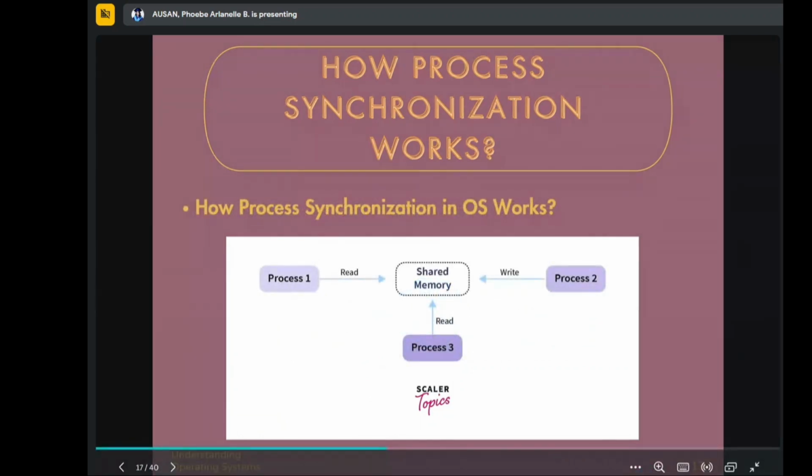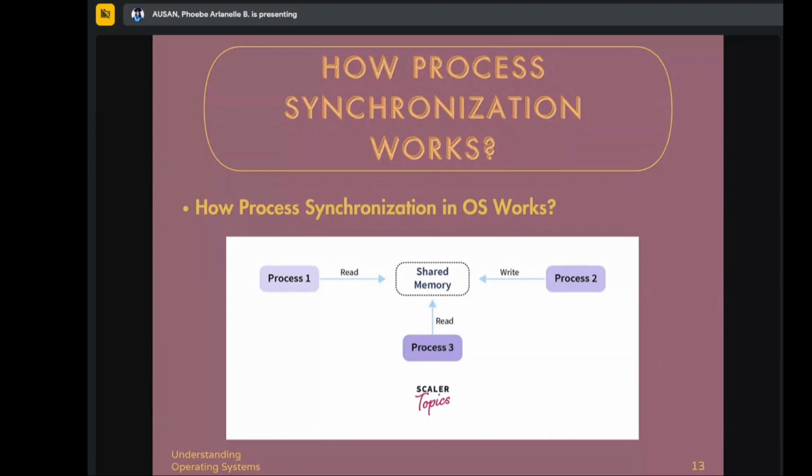Here is how process synchronization in the OS works. Let us take a look at why we exactly need process synchronization. For example, if process 1 is trying to read the data present in a memory location, here in the shared memory, while another process 2 is trying to change the data in the same location, there is a high chance that the data read by process 1 will be incorrect. As I talked about a while back.